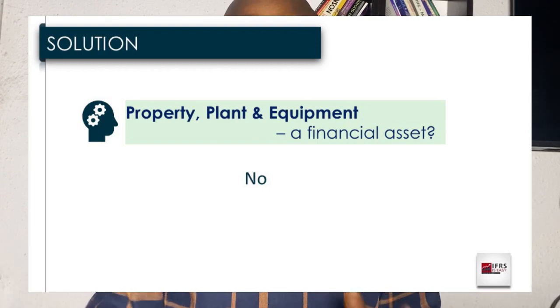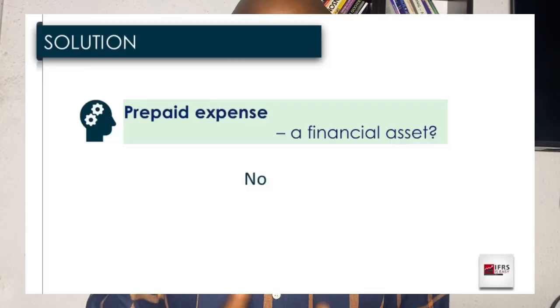Now, a prepaid expense is a situation whereby you make a payment for a particular service in advance of enjoying that service. And when you do that, what you're expecting is not cash. What you're expecting is a service. And so if you prepay for rent or you prepay for stationery, what you're expecting is stationery. What you're expecting is to make use of that rental service. You are not expecting cash. So you don't have a financial asset in this case.